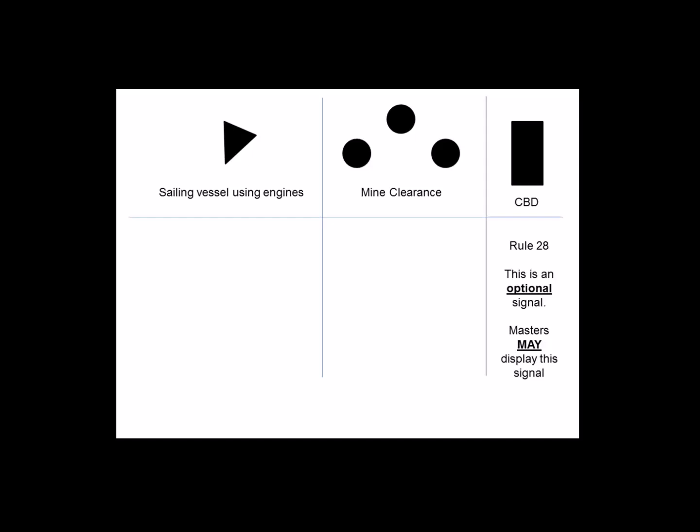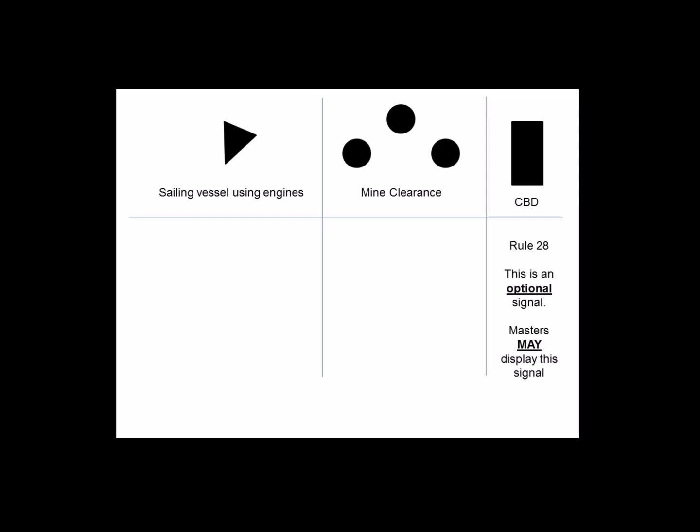A sailing vessel, when it has its sails up but is using its engines, is required to show a triangular shape points down. That points down obviously indicating that he's using his engines. As I said, we don't commonly see that, although operators of those vessels should, if they were to follow the rules, display that signal. The other signal then is a mine clearance vessel.